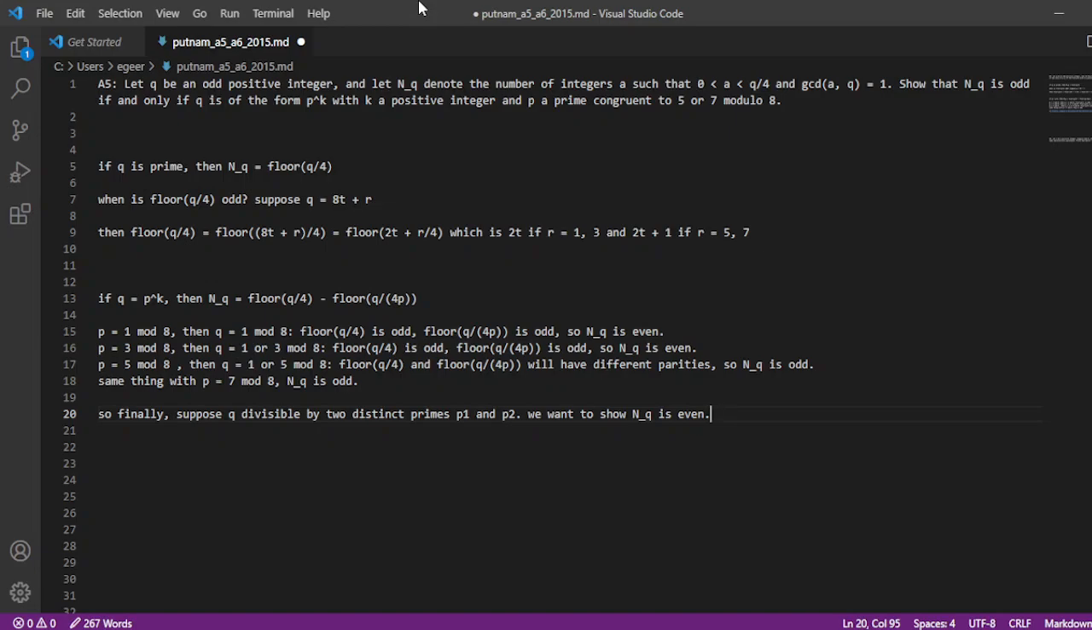So I'm wondering, is there some kind of inclusion-exclusion formula? Like, can we write Q equals some kind of alternating sum? So if we start with floor Q over 4, we subtract floor Q over 4P for all primes dividing Q, and then we add back floor Q over 4 P1 P2, and we keep doing that, basically, for all combinations. So I'm trying to figure out what happens if you do that, but it seems kind of difficult to get a handle on the parity of that thing.